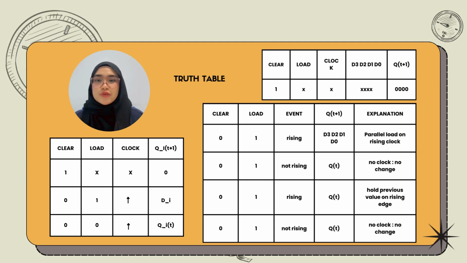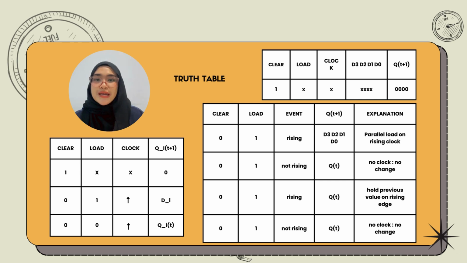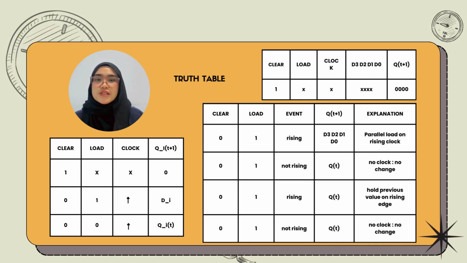If load equals 1 and a rising clock edge occurs, the register performs a parallel load, meaning the next state Q(t+1) becomes the input data D3 to D0. If there is no rising clock edge, the output does not change. When load equals 0, even on a rising clock edge, the register holds its previous value Q(t).